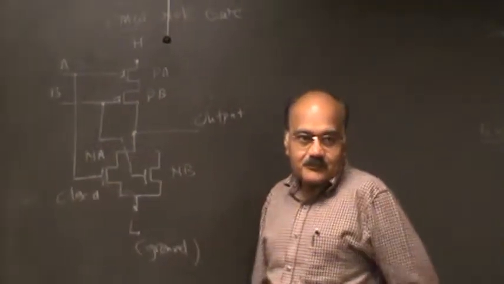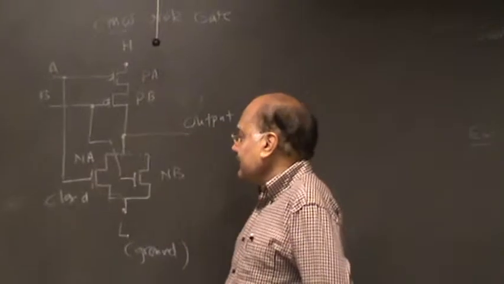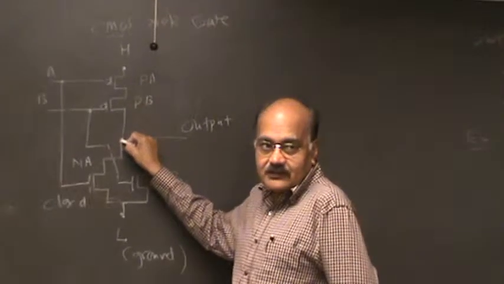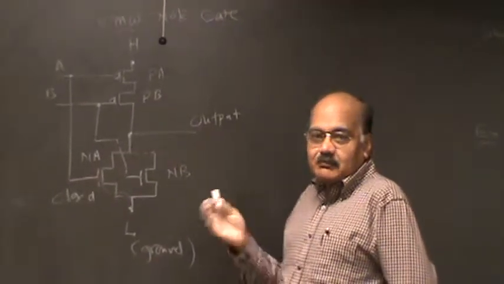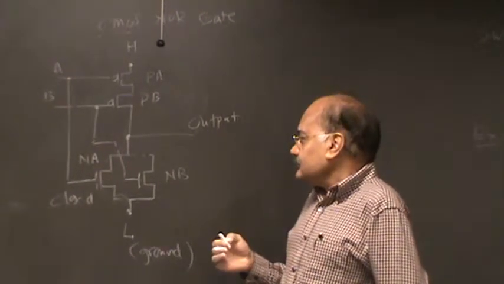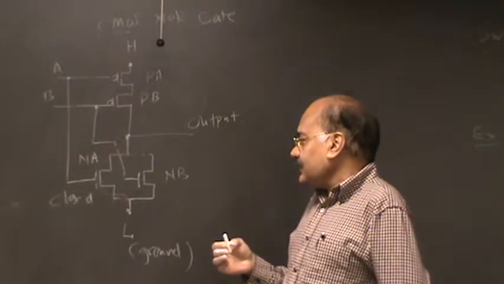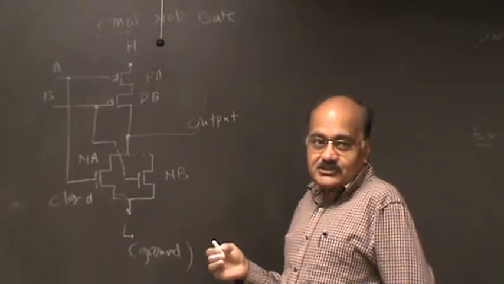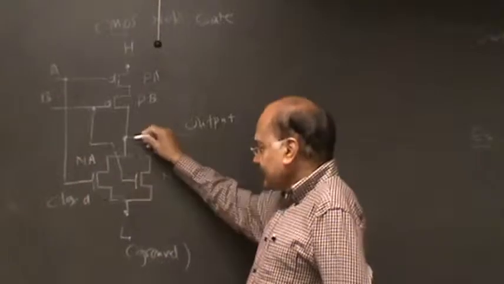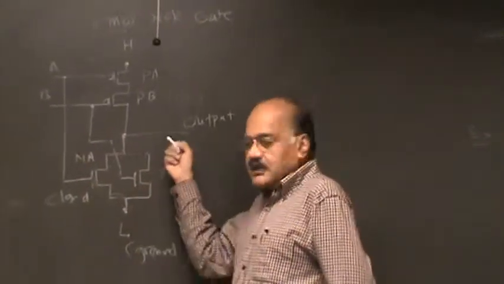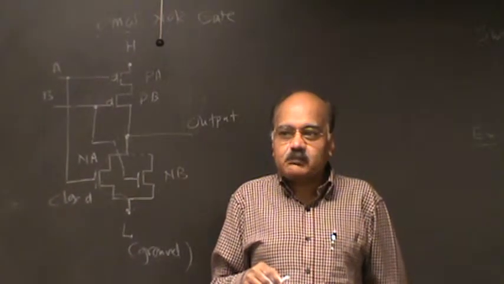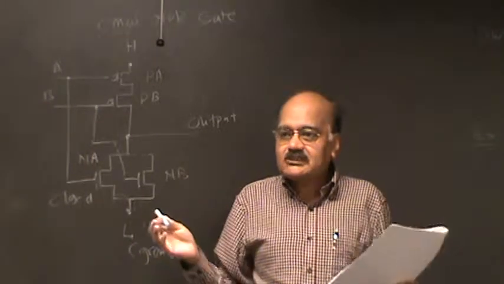This never conducts, so there's never a connection between here and here. In that case, there will never be a direct connection between high and the output, right? So your output will never be able to go high. But it can go low, right? This is still okay. So once the output becomes low, it is never going to go up high. For all practical purposes, we could assume that it is always low.